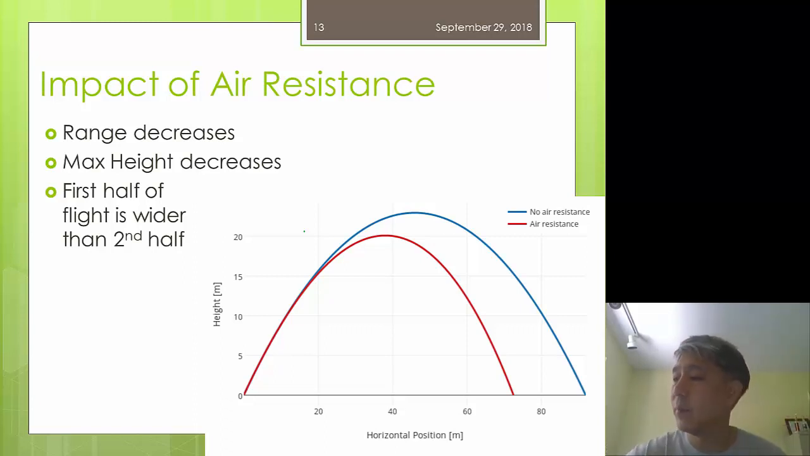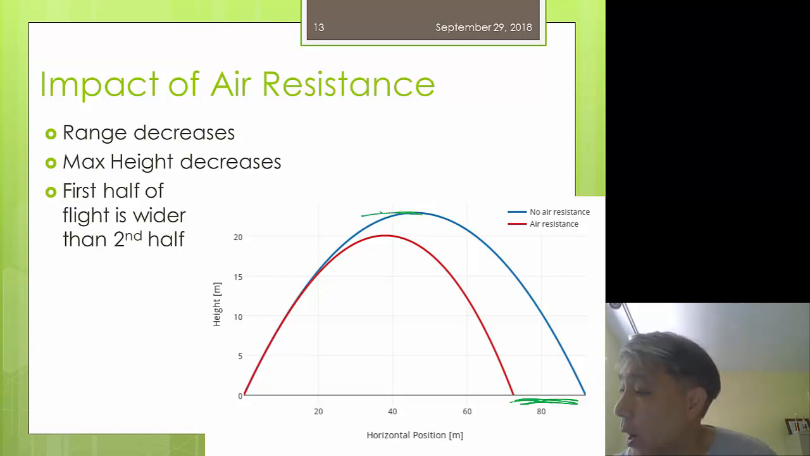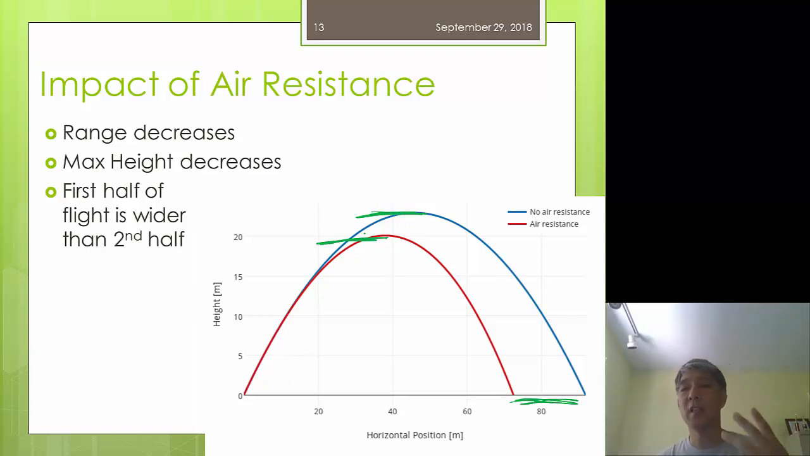So the red graph here is with air resistance. Notice it doesn't go as far. The blue graph goes much farther. But that's also true in the y-axis as well. The y-axis without air resistance versus the y-axis with air resistance, it won't go as high or as far.